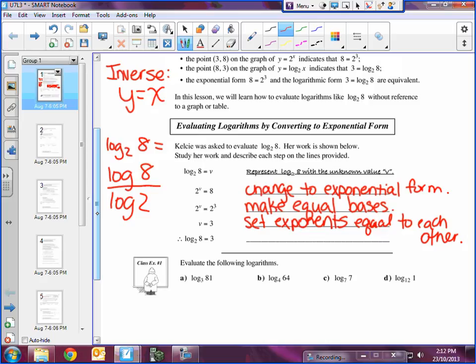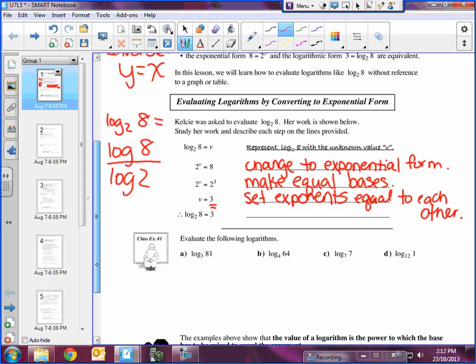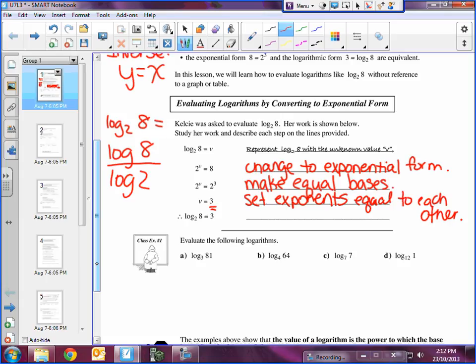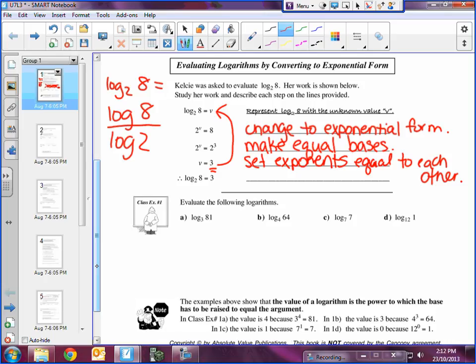So log of 8 base 2 equals 3. What did she do here? Just substitute 3 into v. So you found v here, and now you're substituting back into your original equation. Substitute value. I'm just going to put 3 into the original equation.